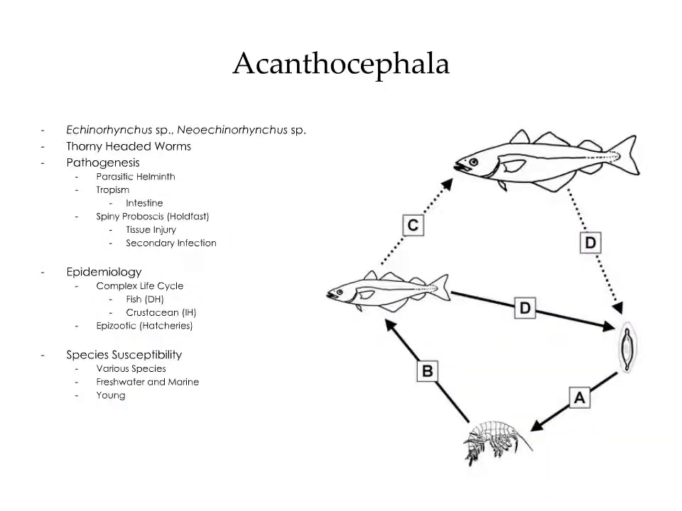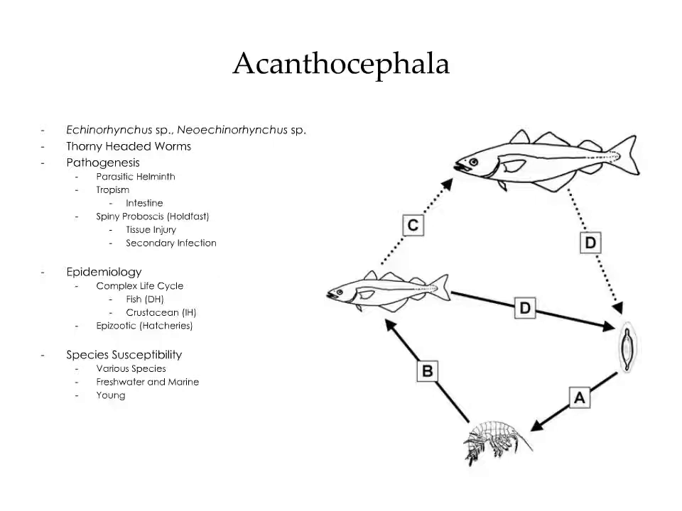Acanthocephala is a group of intestinal parasites, more commonly known as the thorny-headed worms. Species of significance in fish include Echinorhynchus and Neoechinorhynchus. As previously mentioned, this is a helminthic parasite that has a tropism for the intestine. It has a spiny proboscis which it uses as a holdfast. This can cause significant injury of the intestinal mucosa, resulting in secondary infection.